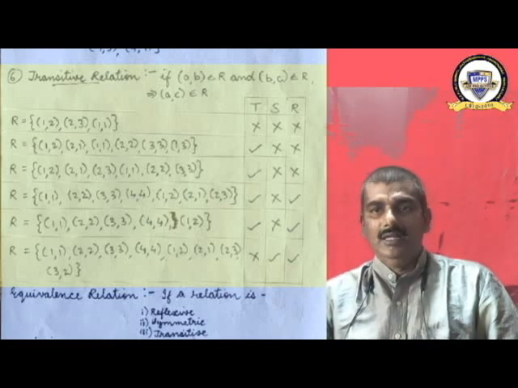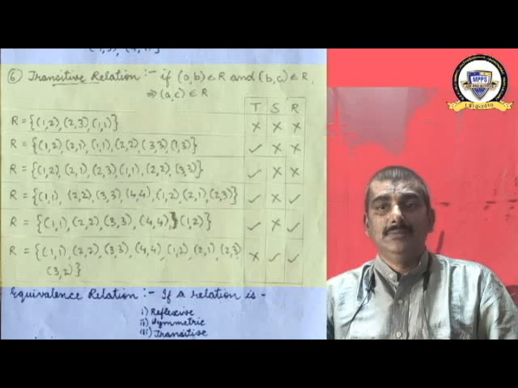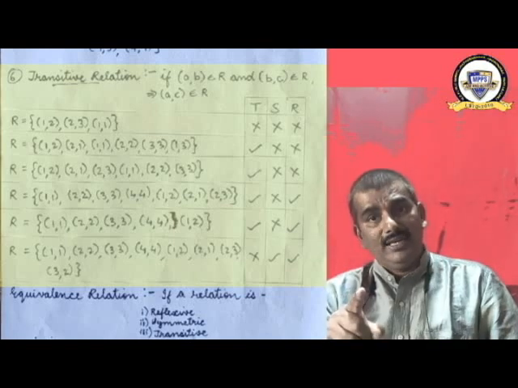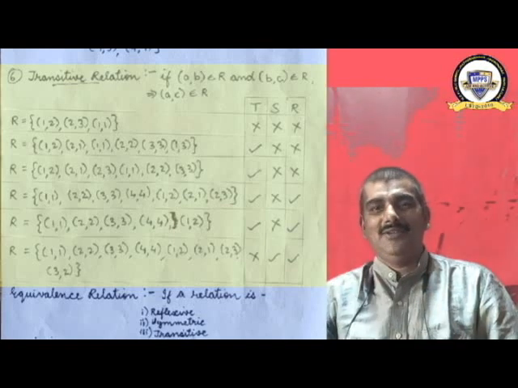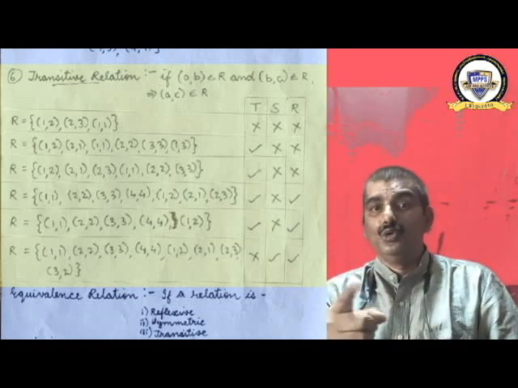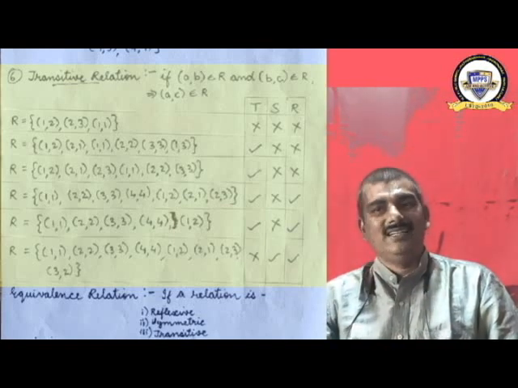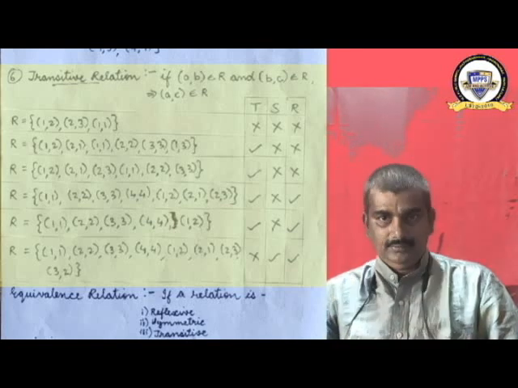Are you clear? Then let us consider whether it is symmetric or not. 1 2 is there, 2 1 should be there, and 2 1 is not there. That is why it is not symmetric even. 1 1 is there, but 2 2 is not there, 3 3 is not there. That is, it is not reflexive.